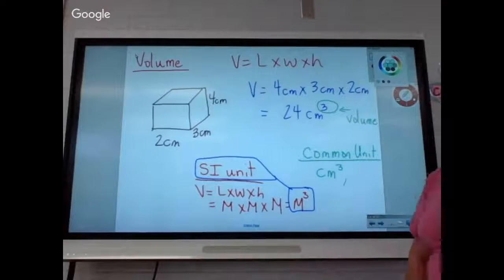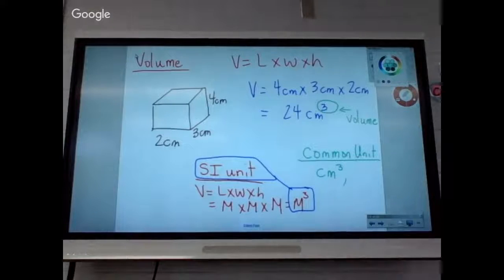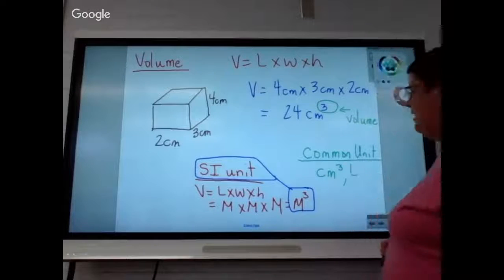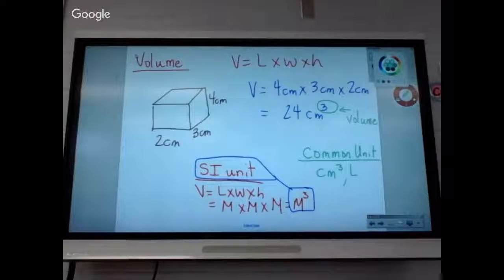So can you give me another common unit we measure volumes in that you're used to seeing when you go to the grocery store, or maybe the convenience store to buy a water or a Pepsi? Liter's good. All right, something smaller than a liter because you might not need a whole liter. Ounces. Ounces is English.